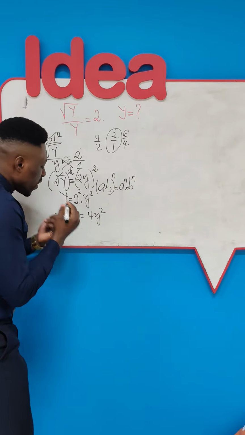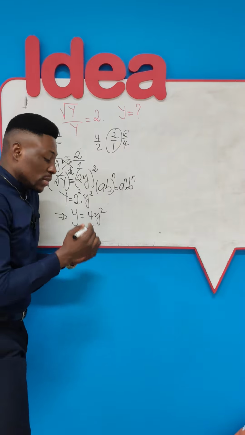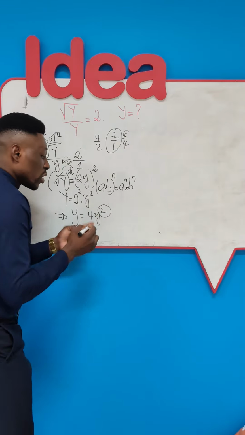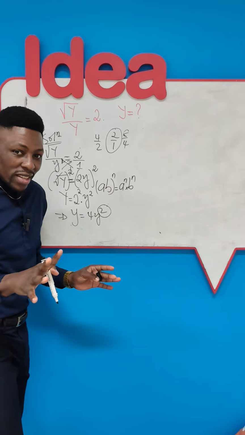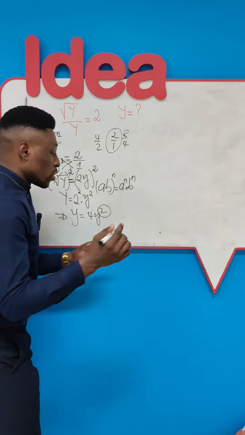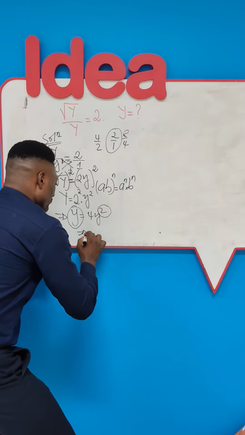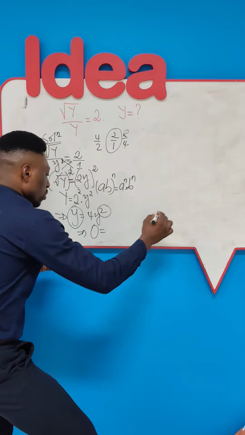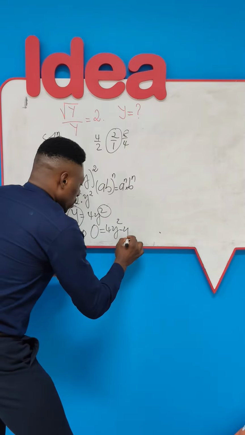At this point, don't be a victim of saying that divide both sides by y. This is because this is an equation of degree 2, and as such, we are expected to have 2 answers, dear friends. So if you do this, you might end up with just 1 answer. So what do we do then? We will bring this y to the left side so that we will have 0 to the left, and to the right we will have 4y squared. When this moves here, it becomes minus y.